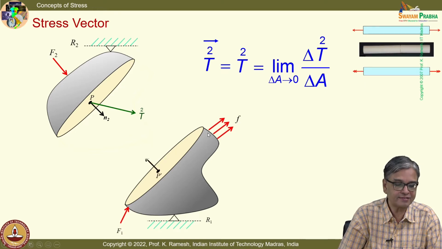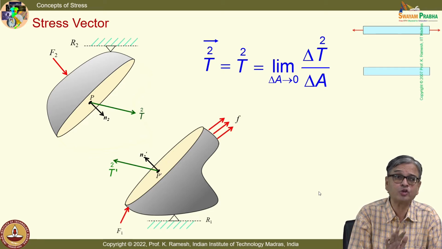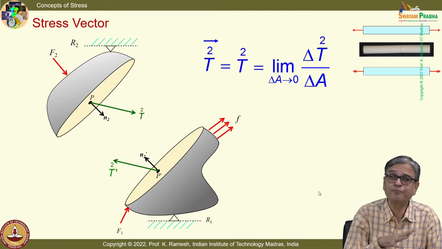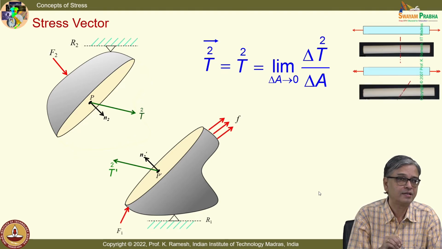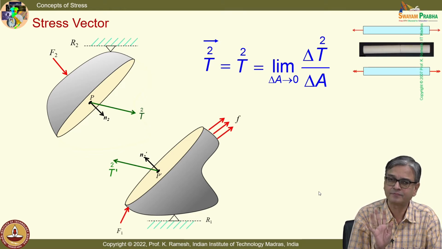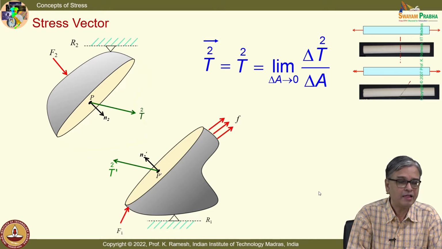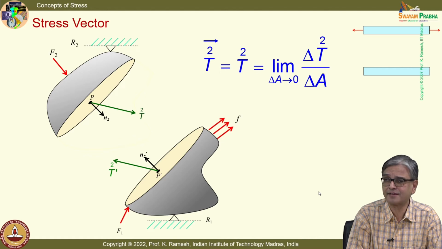So, I have this by Newton's third law, they are equal and opposite, and the body is in a state of equilibrium under the action of both body and surface forces. To avoid clumsiness in the drawing, the body forces are not explicitly shown, fine. Now, we have to say what is the concept of state of stress at a point.